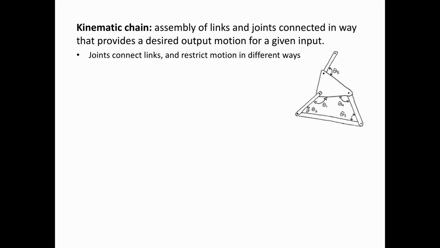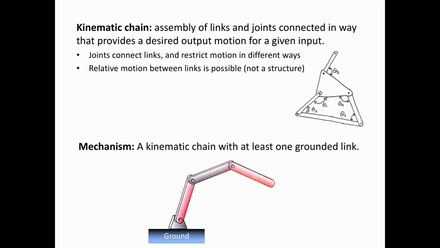So joints connect the links and restrict motion in different ways. There is relative motion allowed between the links for this to be a kinematic chain. Otherwise, if there was no relative motion allowed, we would have a structure. Now, the difference between a kinematic chain and a mechanism is essentially just grounding one of the links. A kinematic chain with at least one grounded link is called a mechanism.